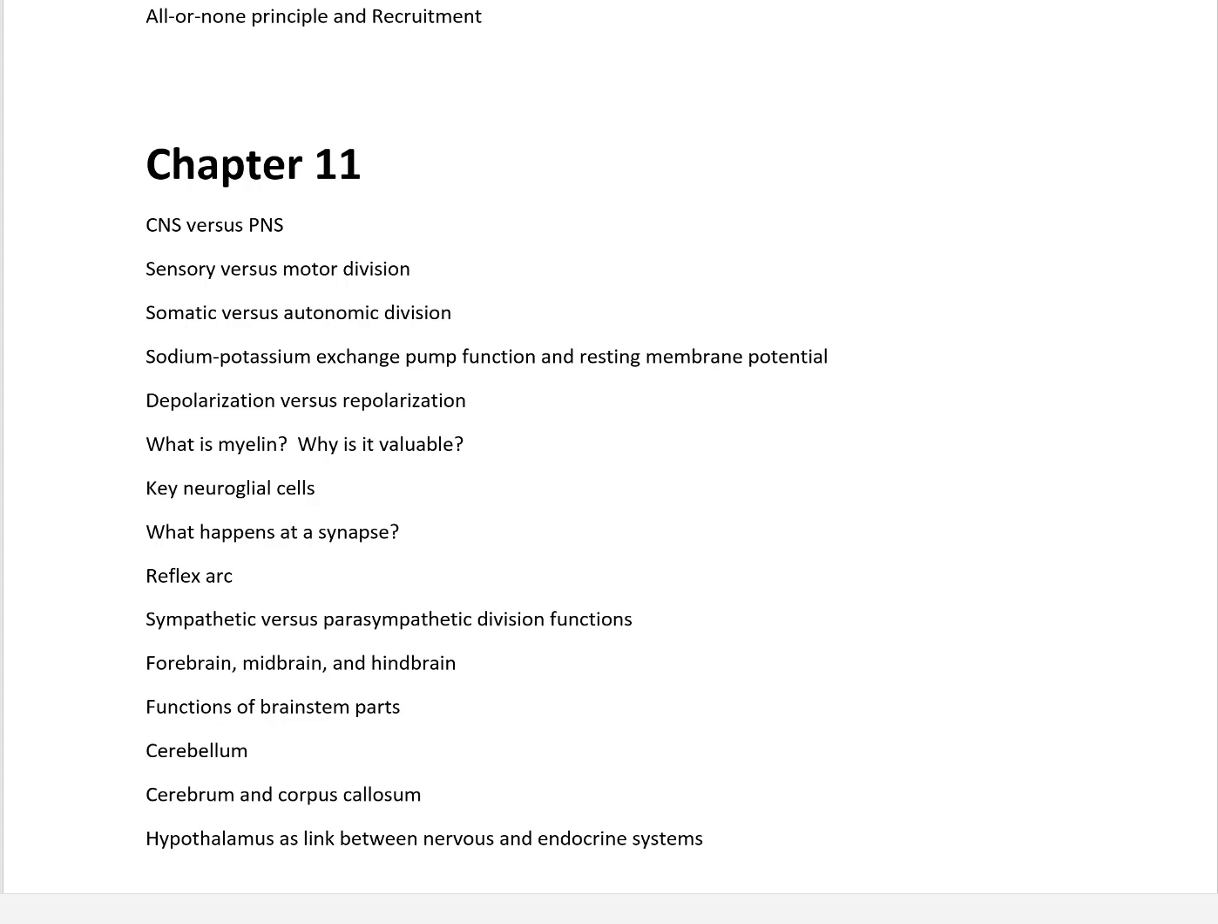So just some basic terms to get us started. CNS versus PNS. That's your central nervous system versus your peripheral nervous system. So simply put, your central nervous system is your brain and spinal cord. Peripheral nervous system, everything else. Sensory nerves, motor nerves, receptors, effectors, all of that.